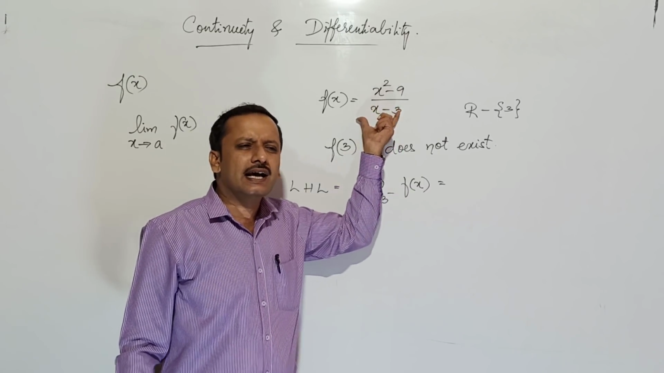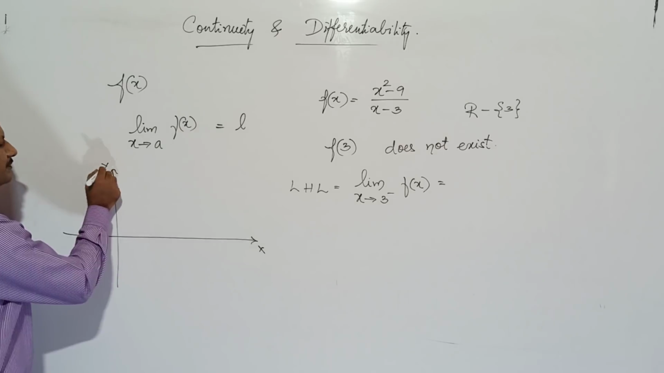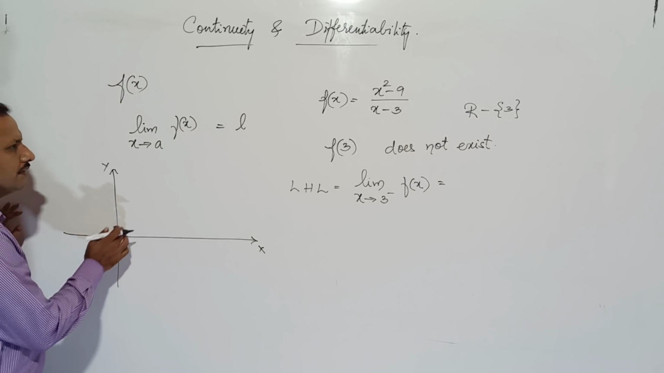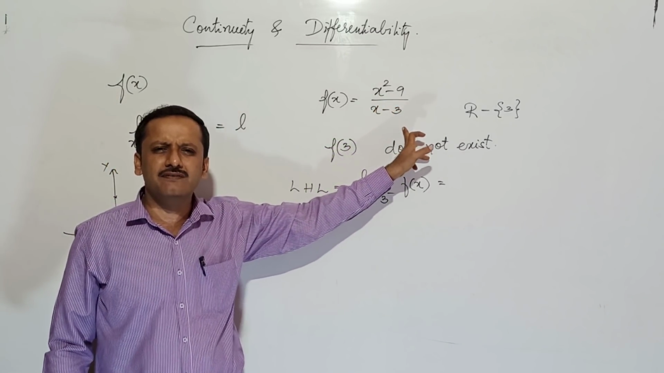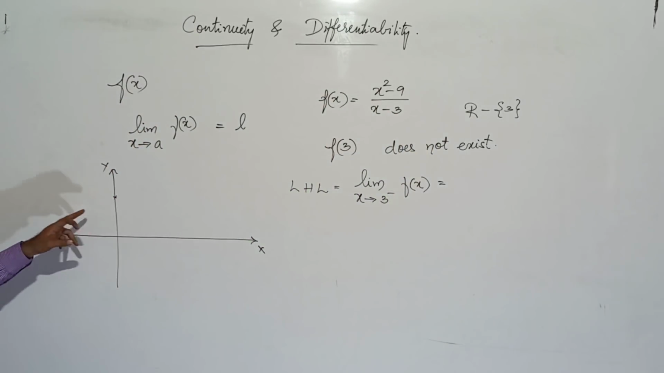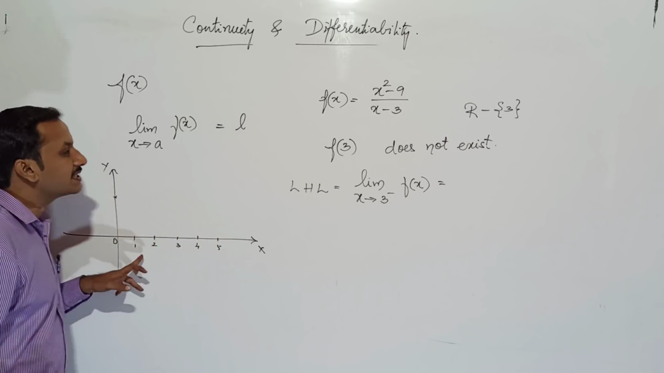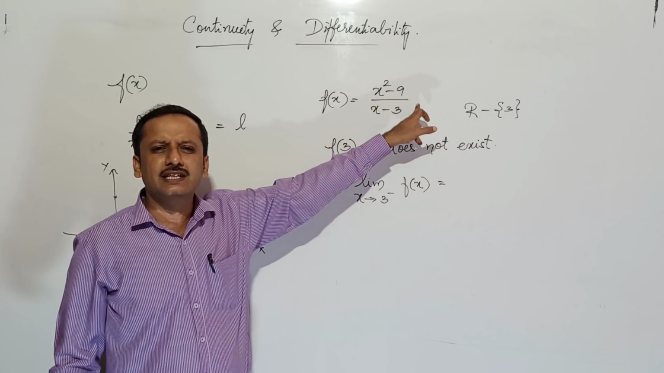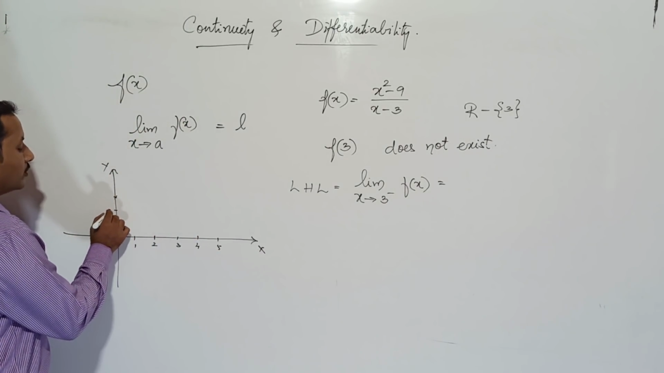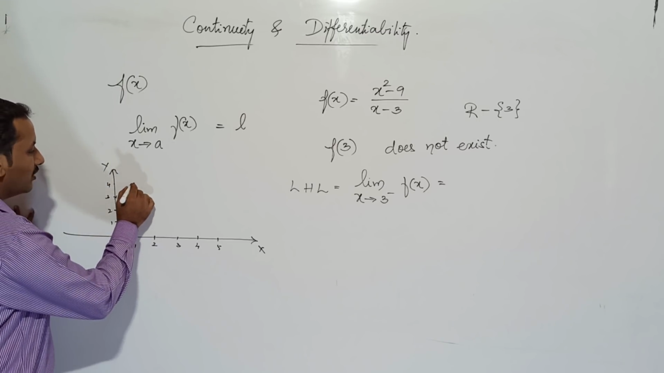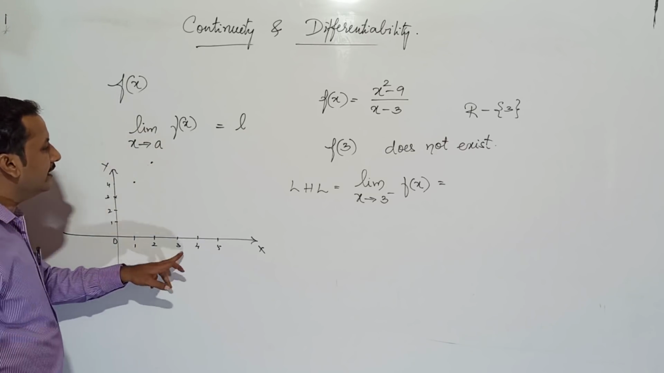I would like to draw the graph of this function. At x equal to 0, the value is 3, because if I put x equal to 0 here, I get minus 9 divided by minus 3, which is equal to 3. Then at x equal to 1, I get 1 minus 9, that is minus 8, divided by minus 2, which is equal to 4. Let us say this is 1, 2, 3, 4, etc. So at x equal to 1, it is 4. Then at x equal to 2, it is 5. At x equal to 3, it is not defined.